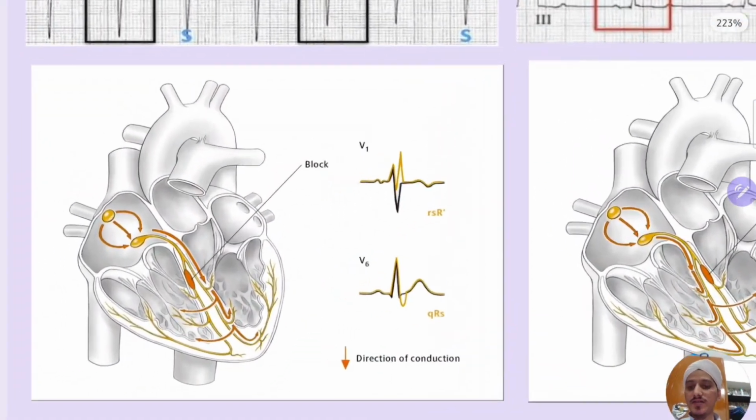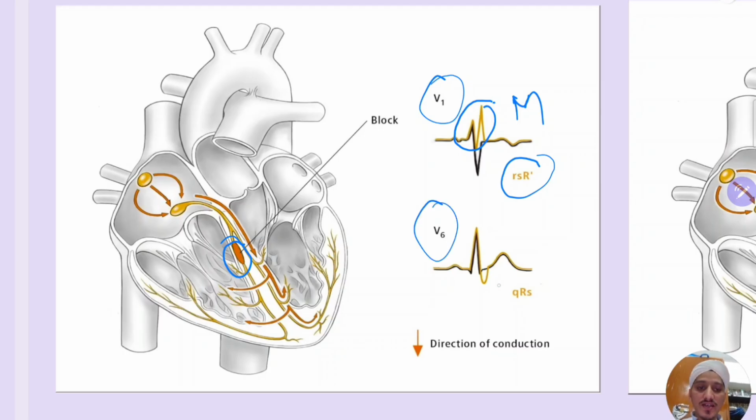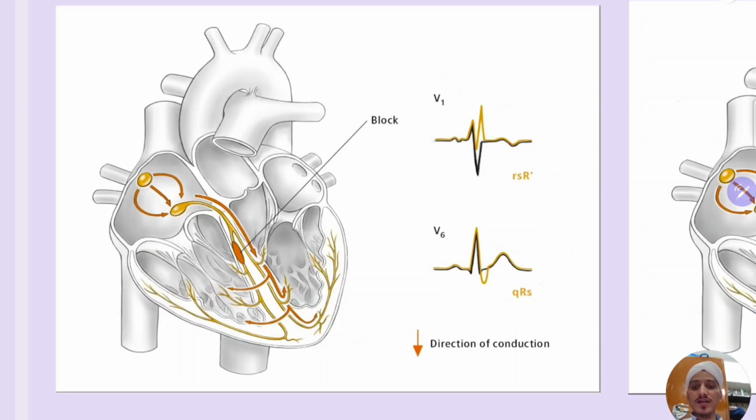See here. When there is right bundle branch block, there is an RSR dash pattern in V1. This is also known as the M pattern. In V6 you will have a broad S wave. See the S wave. This yellow line represents when there is a block, and the black line is normal. Black line is normal, yellow line is abnormal, and there will be a broad S wave along with increased QRS width of more than 3 small squares. Okay, that is about RBBB.